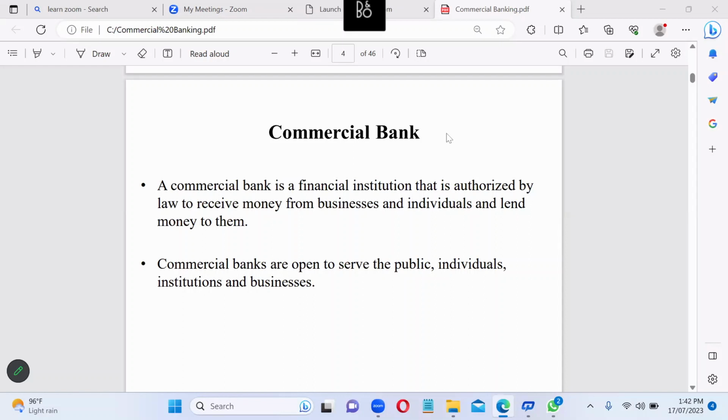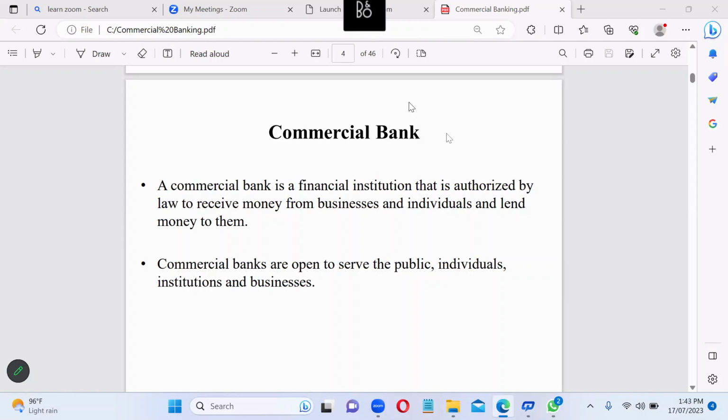What is a commercial bank? Yes, tell me. I didn't understand. What is a commercial bank? Supporting, some examples. What things are done in commercial banks?